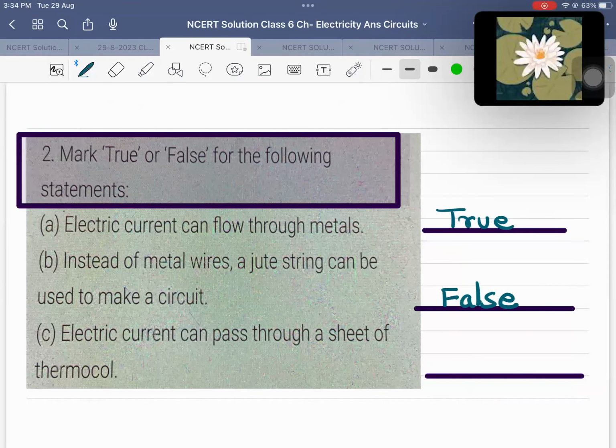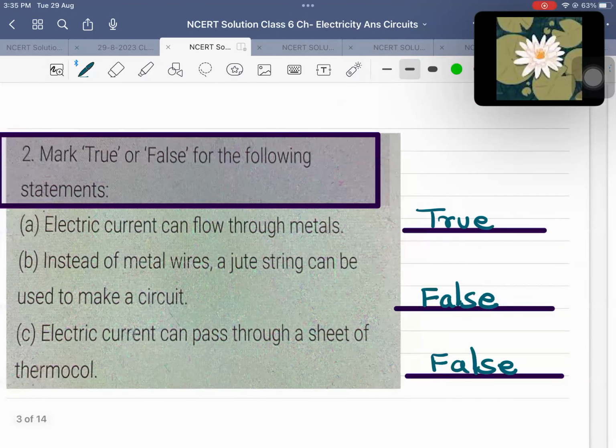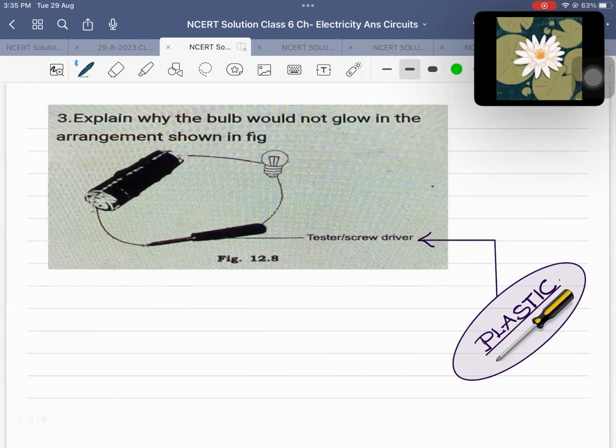C. Electric current can pass through a sheet of thermocol. This is also a false statement. A thermocol sheet is an insulator. Coming to question number three, explain why the bulb would not glow in the arrangement shown in the figure.